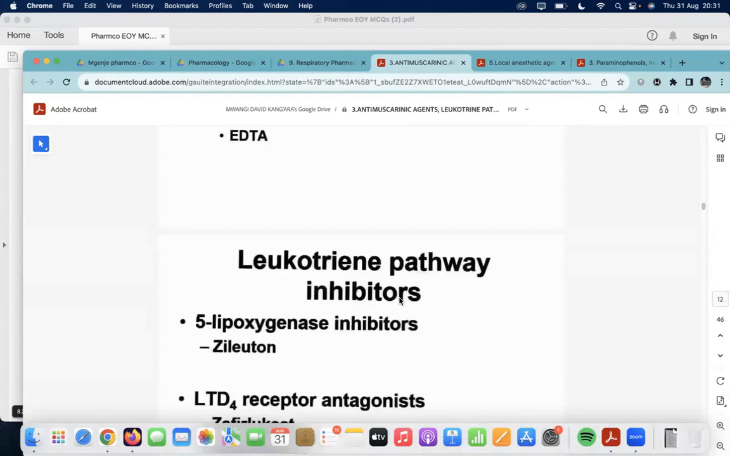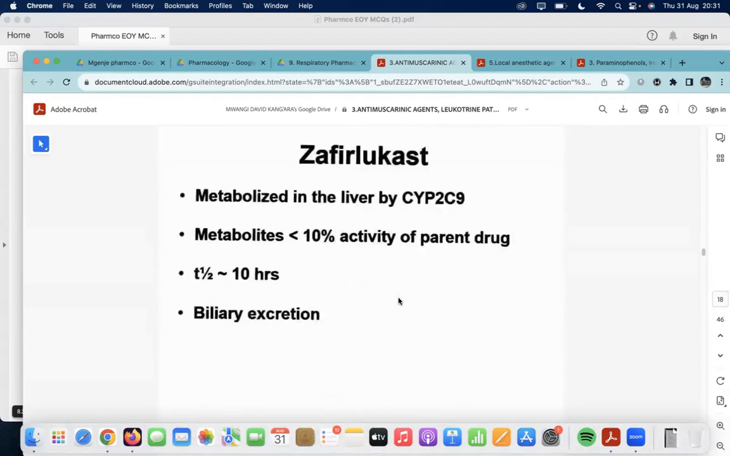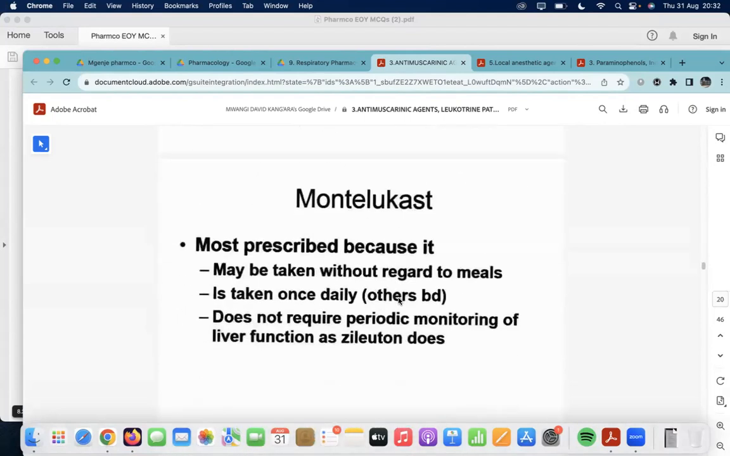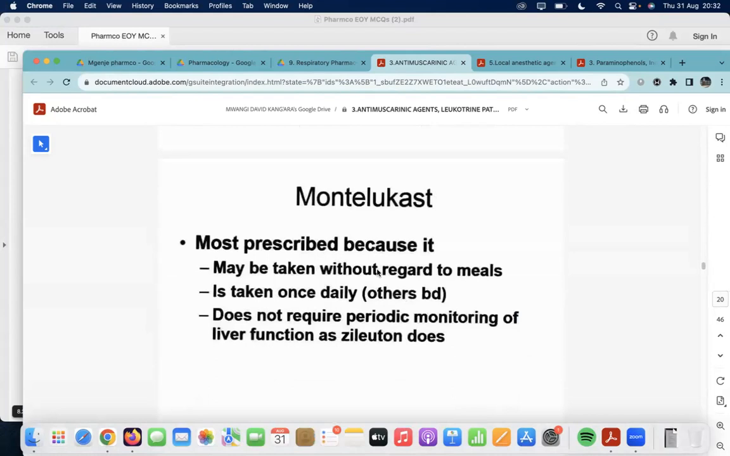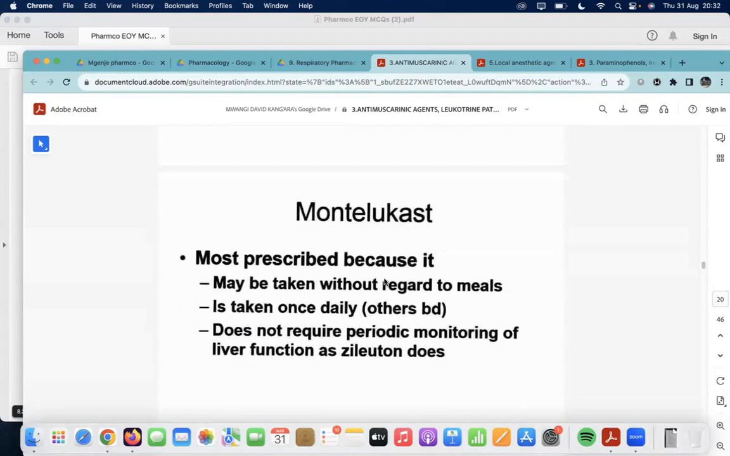The answer is in slide 20. Montelukast. Okay, it's most prescribed. So it's a leukotriene pathway inhibitor. So once again, just as for the story about COX, similarly to COX, leukotriene pathway inhibitors are related to eicosanoids, which is a topic in second year.